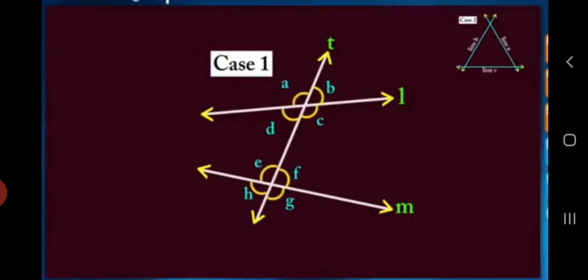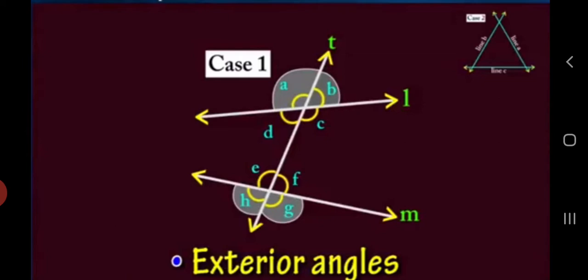Here in this picture you can see a straight line cuts two other lines. A straight line which cuts two or more given straight lines is called a transversal. In this figure, T cuts straight lines L and M, so it is a transversal. When a transversal cuts two given straight lines, the following pairs of angles are formed.